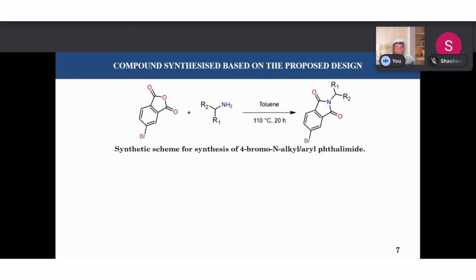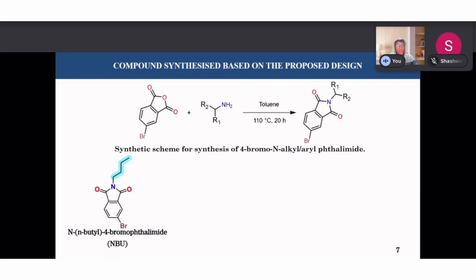The compound was synthesized using a systematic scheme for synthesis of 4-bromo-N-aryl or alkyl phthalimide. We employed 4-bromophthalic anhydride with some primary amine. In toluene solution at 110 degrees Celsius, we obtained a scaffold of 4-bromo N-substituted phthalimide. We got 4-bromophthalimide, where we can also modify the N substitutions on our end.